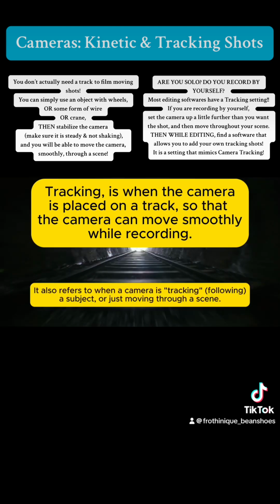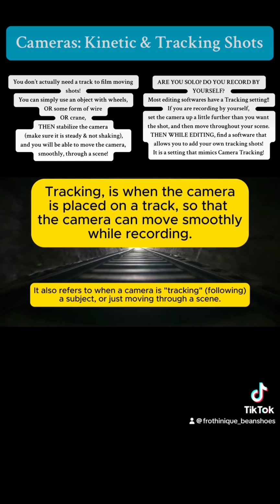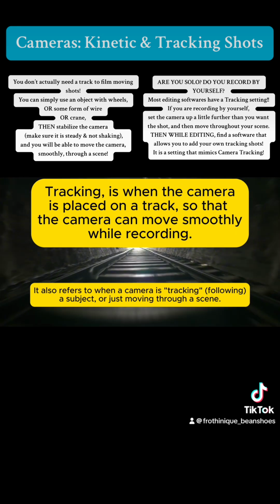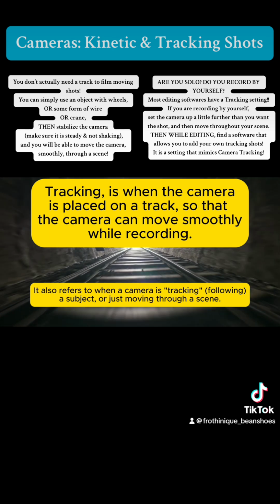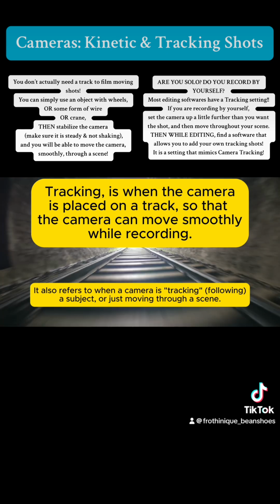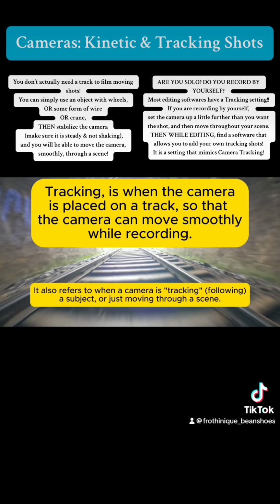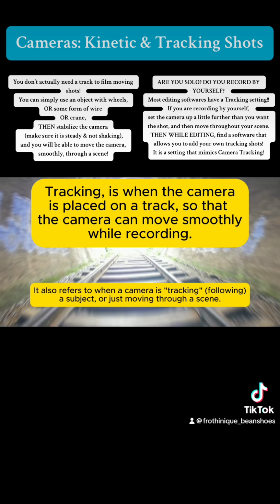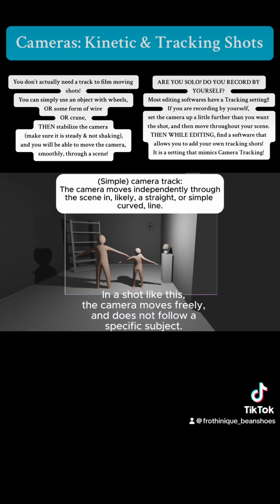Tracking refers to two things. One, when the camera is placed on a track so the camera can move smoothly while recording. And two, it refers to when the camera is tracking or following a specific subject, or simply just moving through the scene. It's called tracking because filmmakers would actually use what looks like a mini train track with the camera on a cart that can travel the track smoothly. There are several different ways to travel or track through a scene, so here are some.